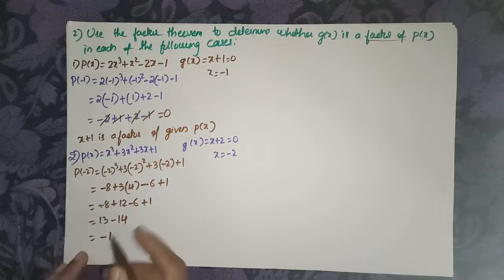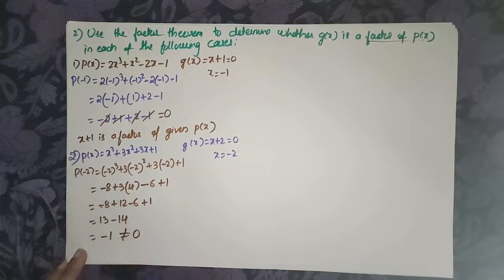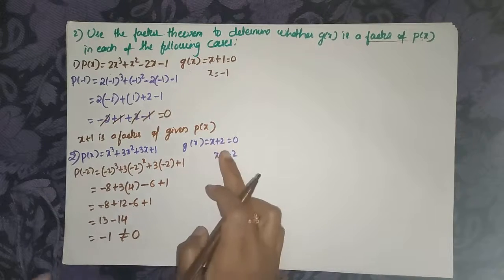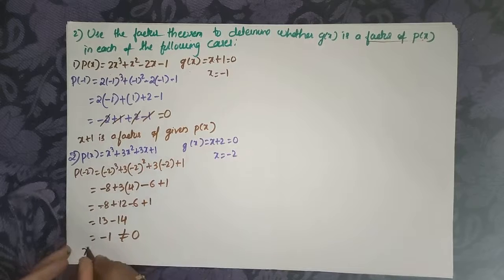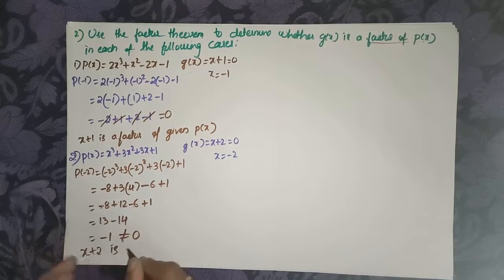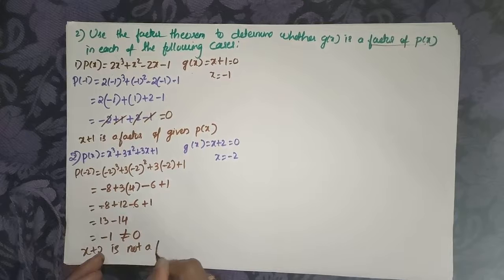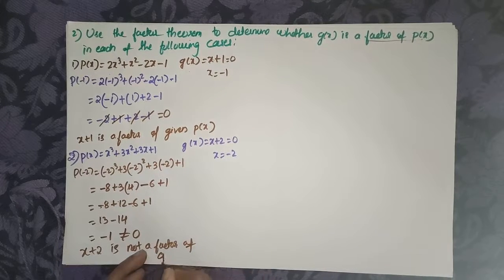So here the remainder is not equal to 0. So that's why x plus 2 is not a factor of the given p of x.